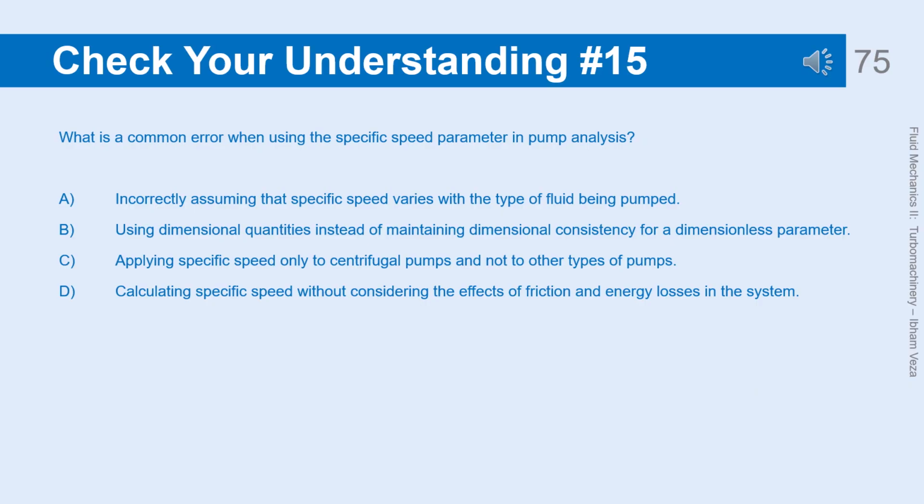Option D. While friction and energy losses are critical in pump analysis, specific speed itself is a geometric and flow-related parameter not directly influenced by such losses.